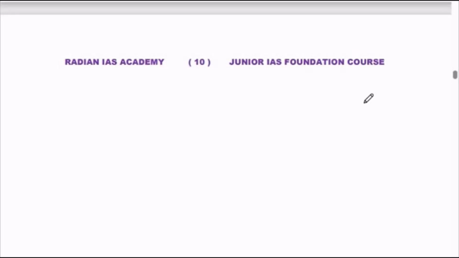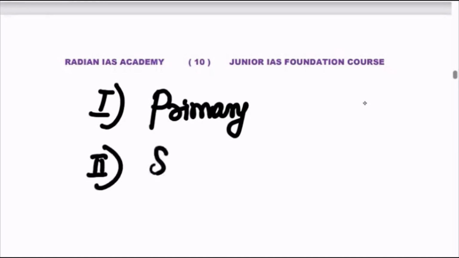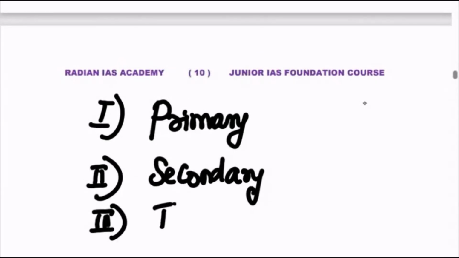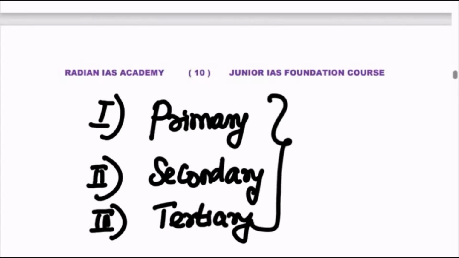In economy, there are 3 sectors. The first one is called the primary sector. Second is secondary. Third one is tertiary. I will explain these 3, then we'll finish today's session. So in economics, there are 3 important sectors. One is called primary. What is primary?